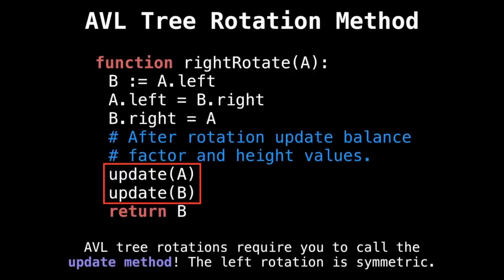In the last video, we looked at this right rotation method, but since we're dealing with an AVL tree in this video, we actually need to augment that method to update the height and balance factor values for the nodes we're moving around when we do rotations. This is a subtle detail you must not forget, otherwise your height and balance factor values will be inconsistent. The left rotation case is symmetric to this one, so you should be able to figure it out pretty easily.